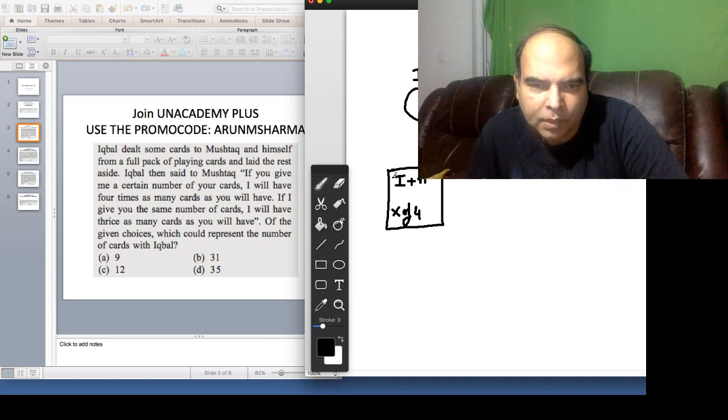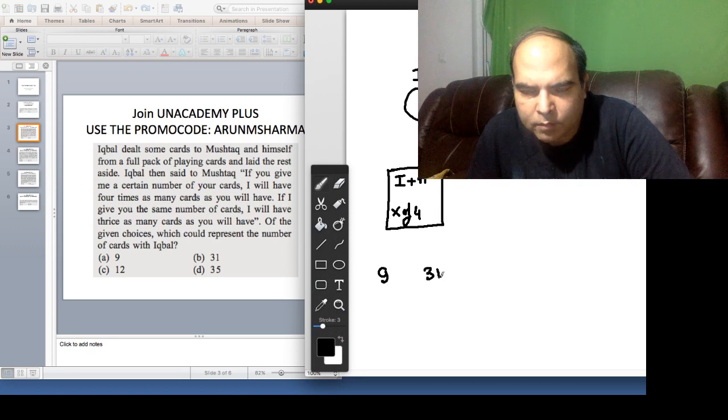So given the fact that I plus n is a multiple of 4, you're trying to look at the options given to you, and the question is asking you the number of cards with Iqbal. So the options given in the question talk about 9, 31, 12, and 35. So if you think about 9 to start with, Iqbal has 9 cards. So a multiple of 4, when you add some cards to 9, can only be reached at 12, 16, 20, and so on.